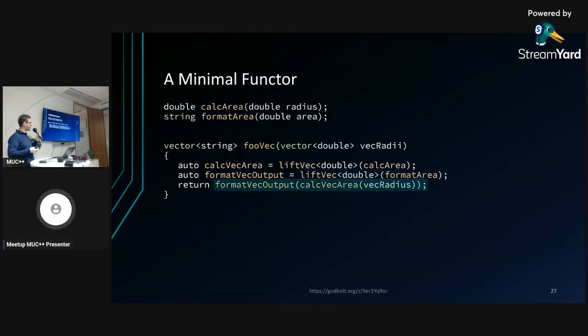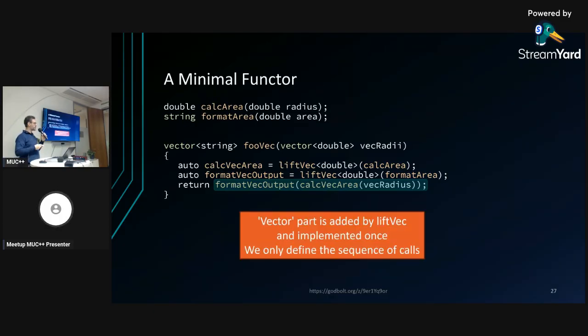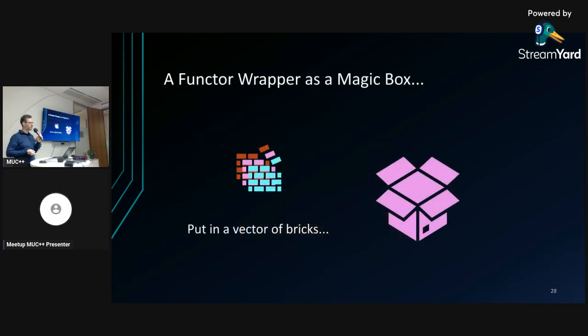Then we can combine those two functions, and now they can handle vectors. The vector aspect would be implemented only once, even if you replaced those functions. You've just seen one way to use a functor. I'd like to show you a different one that's more widely used and maybe more practical. Let's think of a functor like a container, maybe, or a magic box.